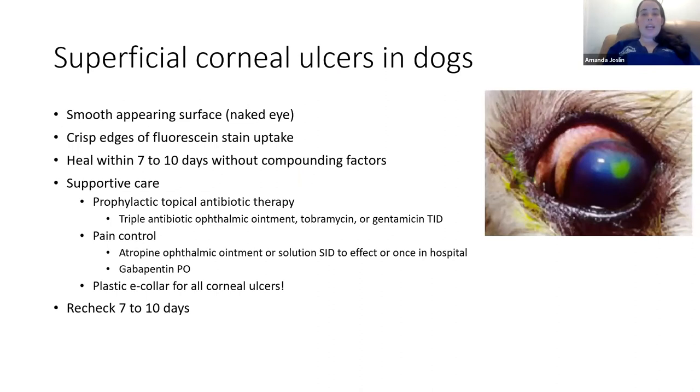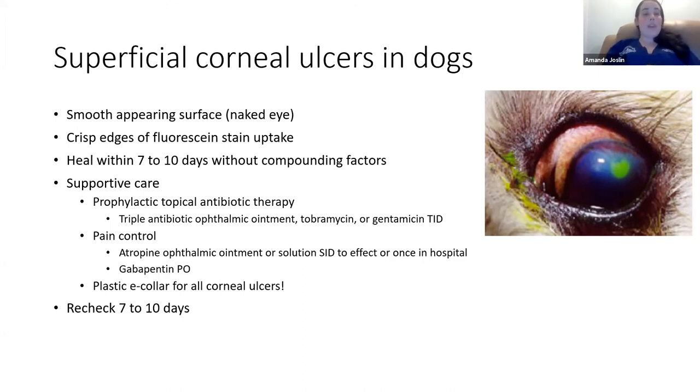So ulcers, we're asking, are they superficial? Are they deep and infected? Or are they indolent? A superficial ulcer, you technically shouldn't be able to see without staining it, but when you stain it, you see the nice crisp edges. Those should heal within 7 to 10 days if there are no other issues causing it. But the most important thing with ulcers of any type is to determine the underlying cause. It might be that there's none and there was trauma, or it might be that there's entropion, distichia, trichiasis, or an ectopic cilia. So that's what you want to find out.